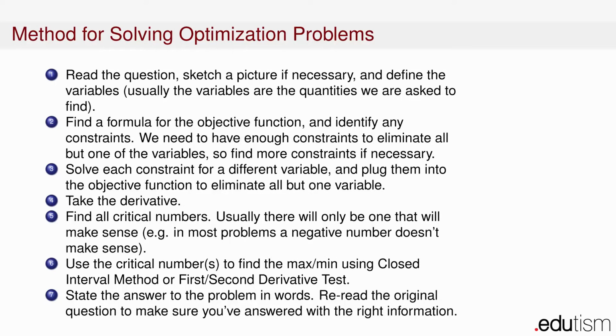Before I go over the problems, I'm going to go over a series of steps that will be useful in solving these problems. The first step is to read the question, sketch a picture if necessary, and define the variables. The variables are the quantities we are asked to find. Once we've defined those variables, we're going to look for a formula for the objective function. The objective function is whatever we're going to try to maximize or minimize.